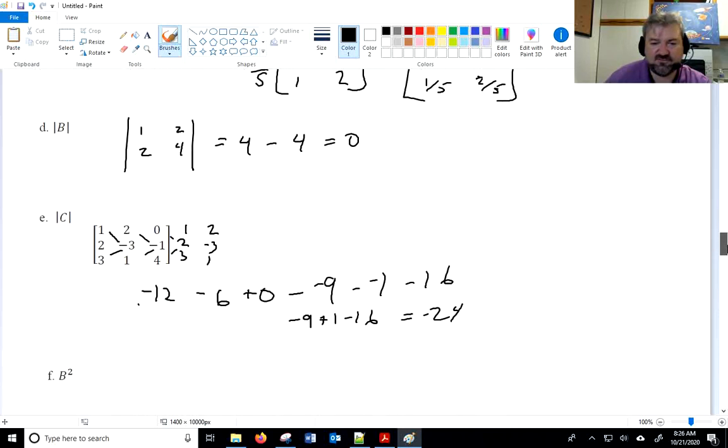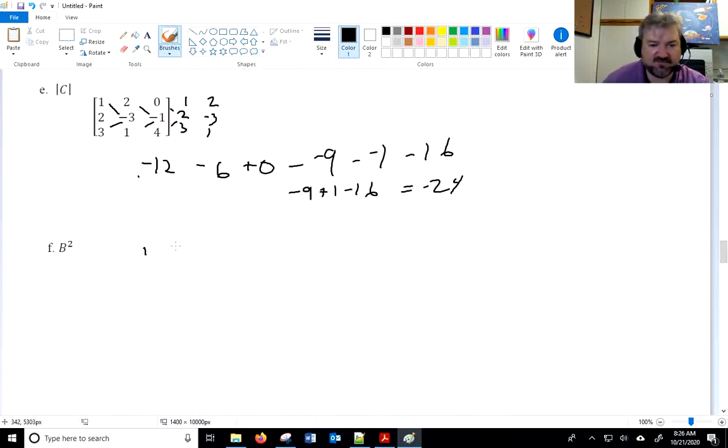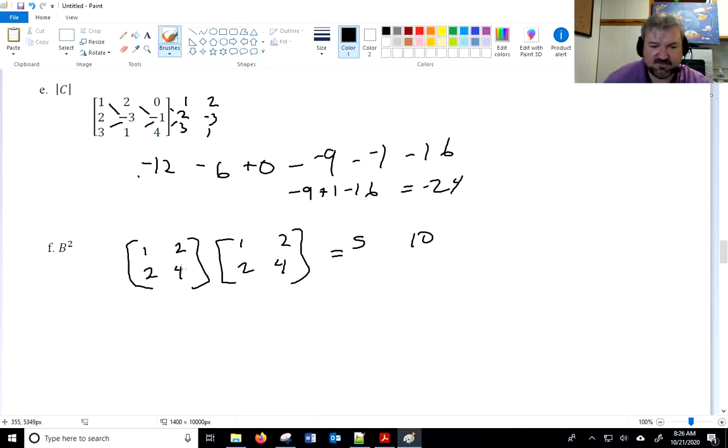All right, 1, 2, 2, 4. That's what we're going to multiply times itself. 1, 2, 2, 4. So that's how you square. So 1 times 1 plus 2 times 2, so 1 plus 4 is 5. 1 times 2 plus 2 times 4, that's 2 plus 8 is 10. Then this row, this column, 2 times 1 is 2 plus 8 is 10. This row, this column, 4 plus 16 is 20.